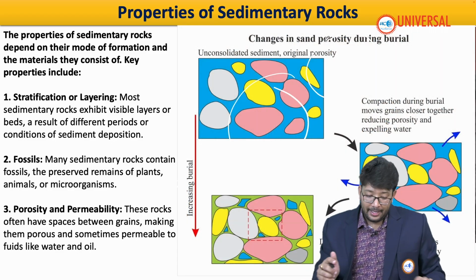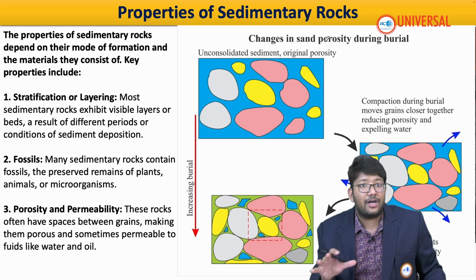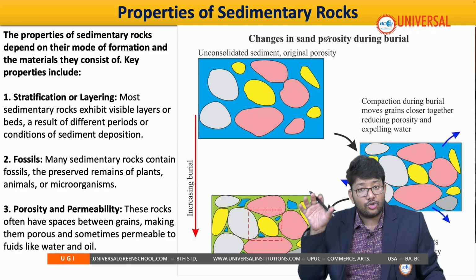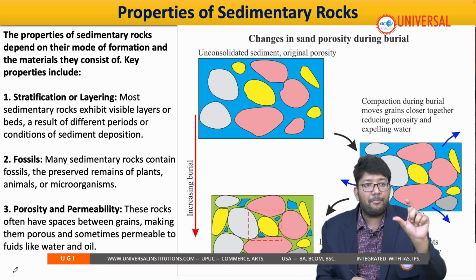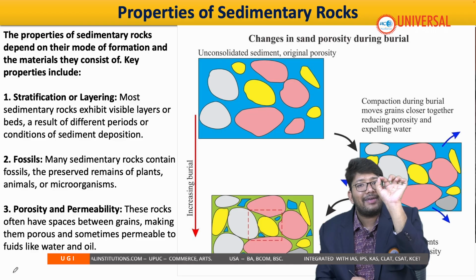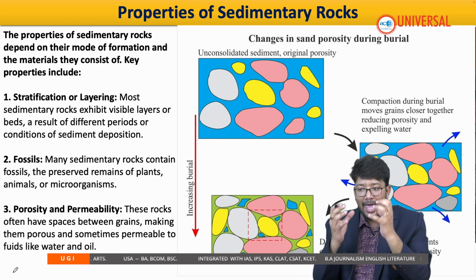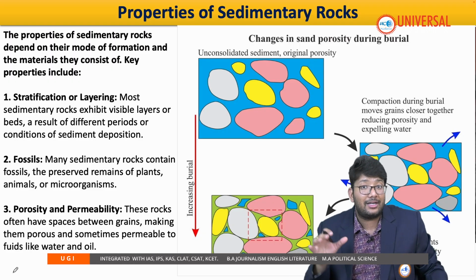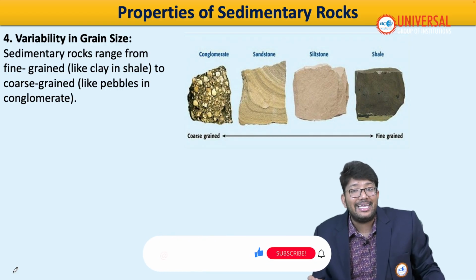Okay, fine. Third is porosity and permeability. Sedimentary rocks are not that dense, and not that heavy as compared to igneous rocks. So one property of sedimentary rocks is that they are porous. Porous means they have a lot of gaps to hold water and gas also. They can trap the water and the gas. Remember that.